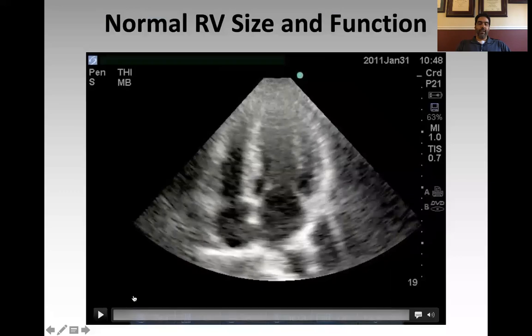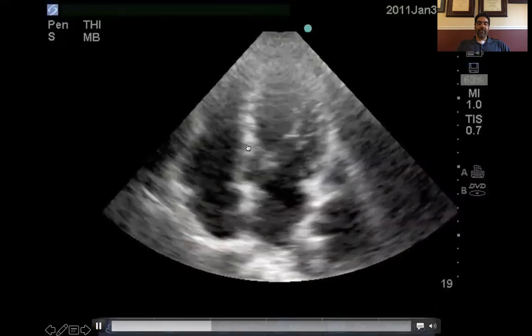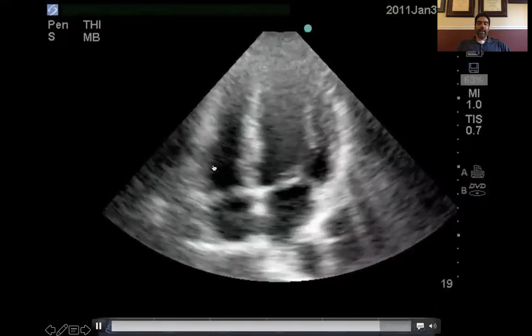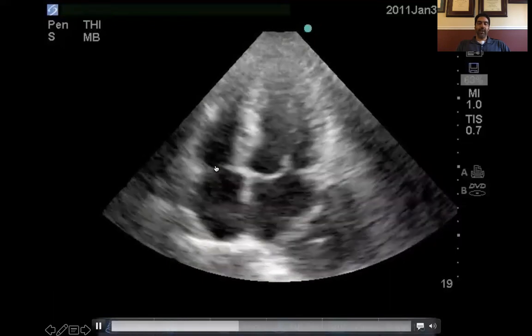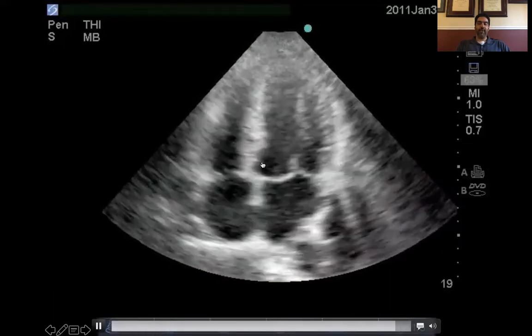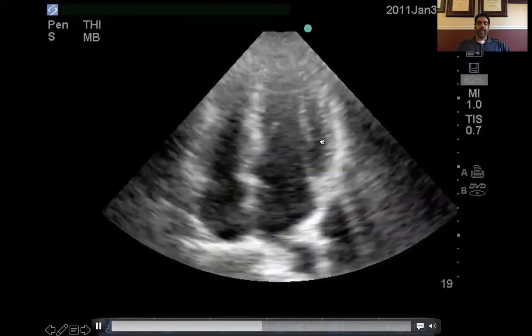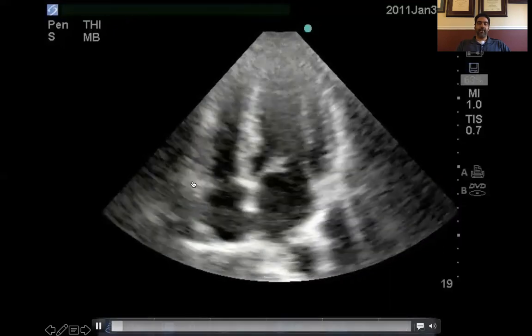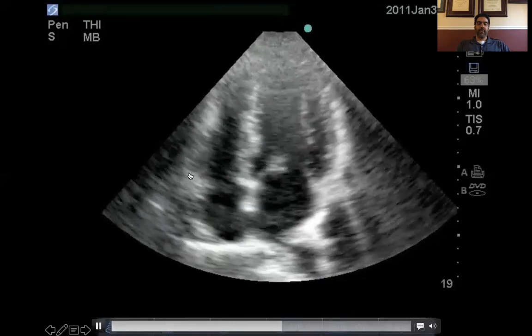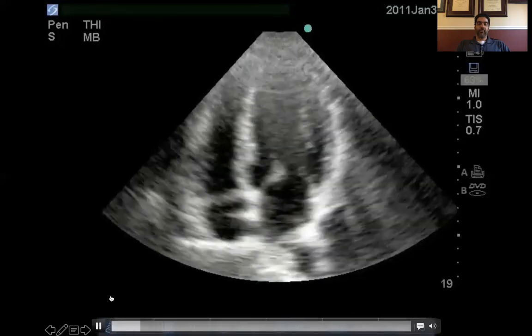Normal RV size and function. You can see that the diameter here at the base of the RV is much smaller than the diameter here at the base of the LV. And again, the tricuspid annular systolic excursion is pretty good.